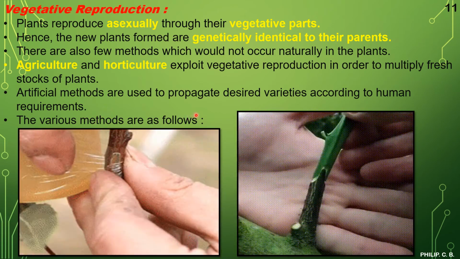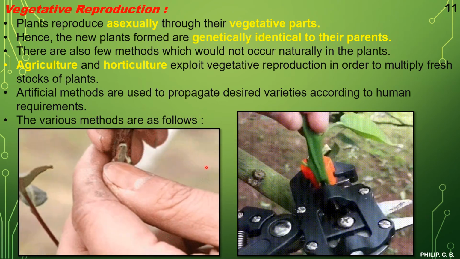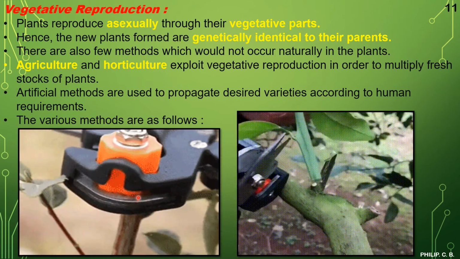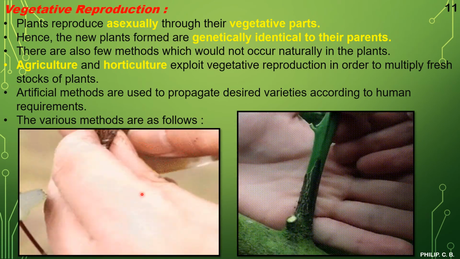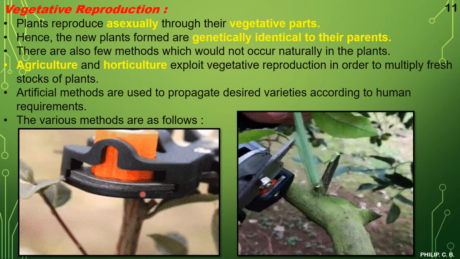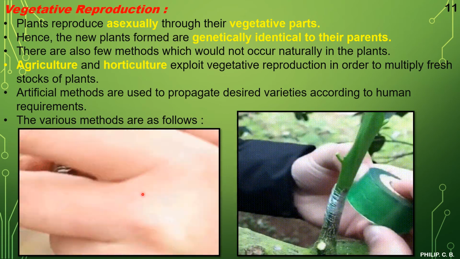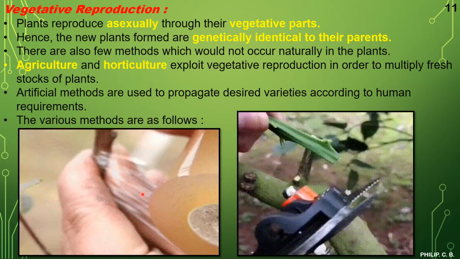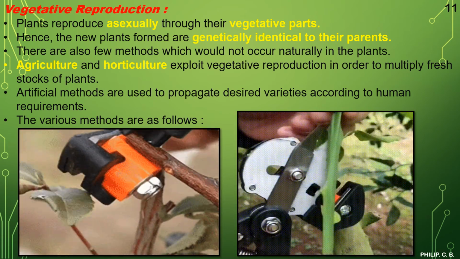So there are various methods which are as follows. Before moving to that, we can see the animation image. Two animation images I have put, showing how by cutting and grafting this artificial method can be carried out. Now in the present scenario, we have various tools available through which cutting can be done easily and grafting can be carried out with much more ease.